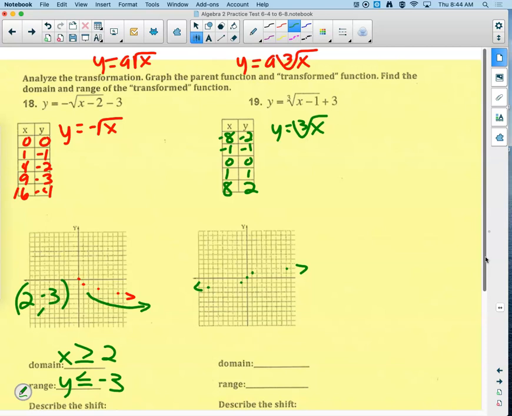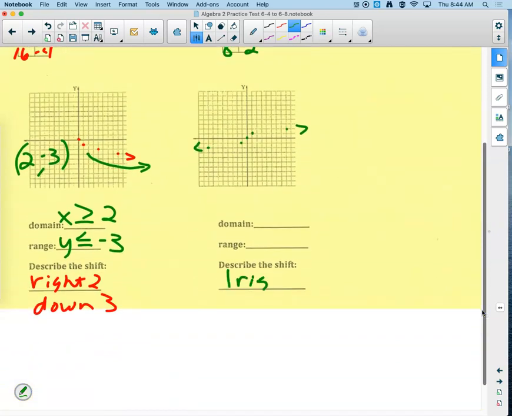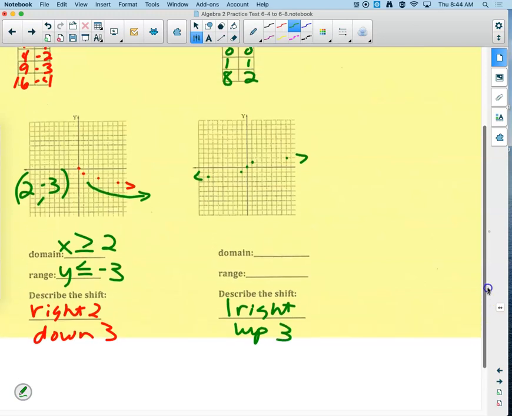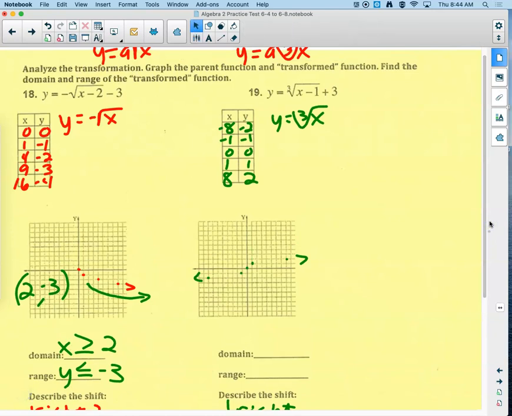If this is the cubed root of x minus 1 plus 3, where's this graph going? 1 to the right. Where else? Up 3. Let's write that in the little blank down here. So 1 to the right and up 3 with those little points that we have. And that one we make sure we connect up and put our arrows on and everything that we need. So like I said, the parent function is always dashed or dotted because that's just a helper, and then solid when we get to our final answer.